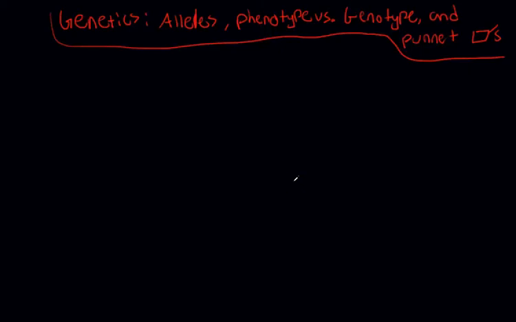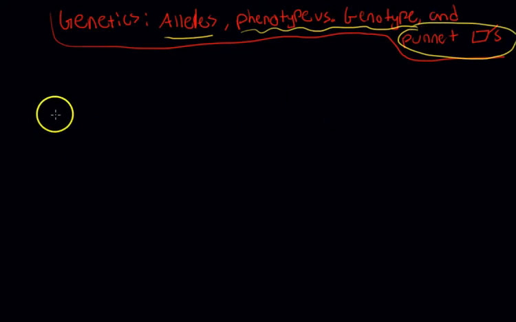Okay, so this is going to be the video for the Chapter 10 Mendelian Genetics chapter, and I'm going to start off with an assumption that you know most of the basics, like what alleles are, and phenotype versus genotype, which I'll talk about a little bit. The majority of this video will be about the Punnett squares. So let's start off with alleles.